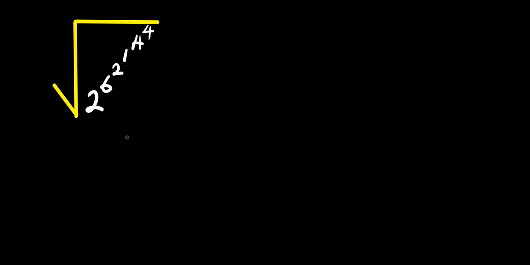Hello, how to evaluate this with our calculator? We have 2 to the power of 6, to the power of 2, to the power of 1, to the power of 4, and to the power of 4. So, what we have inside this square root here is in the form of a to the power of b, to the power of c, to the power of d, and so forth.